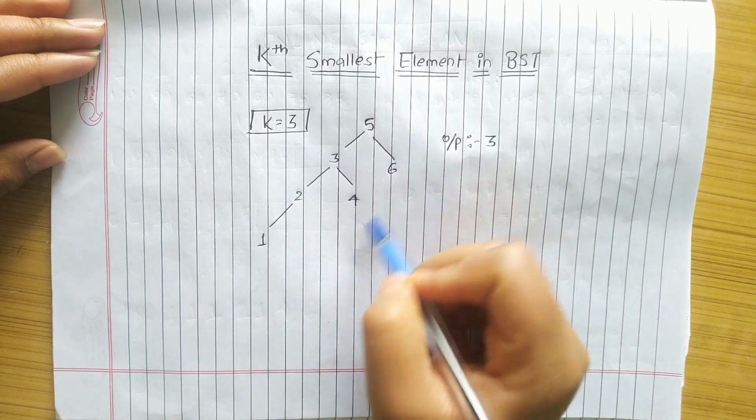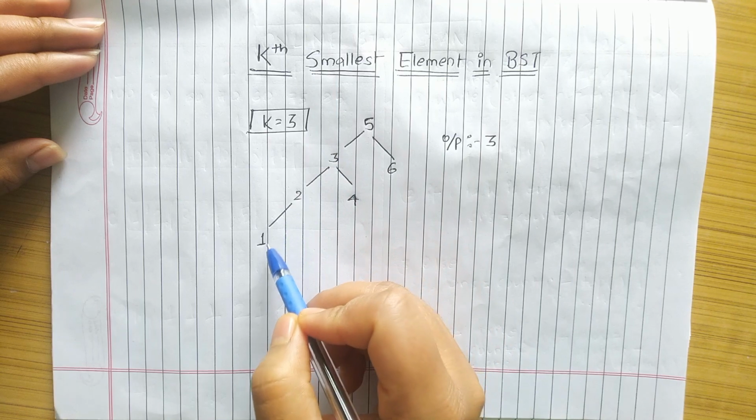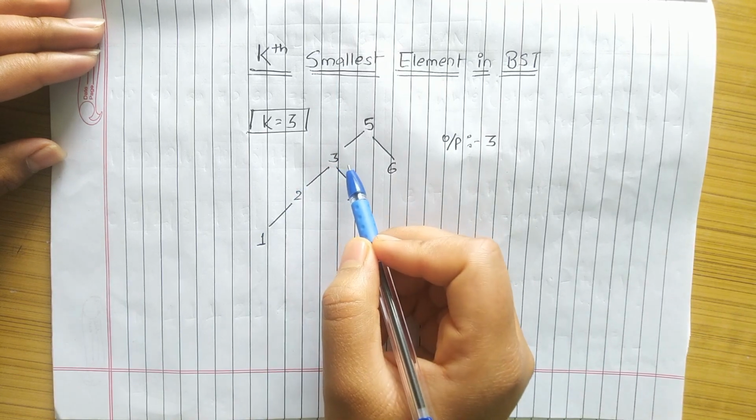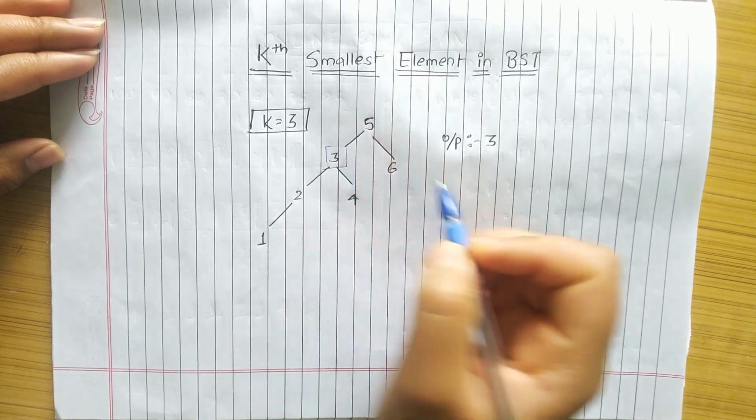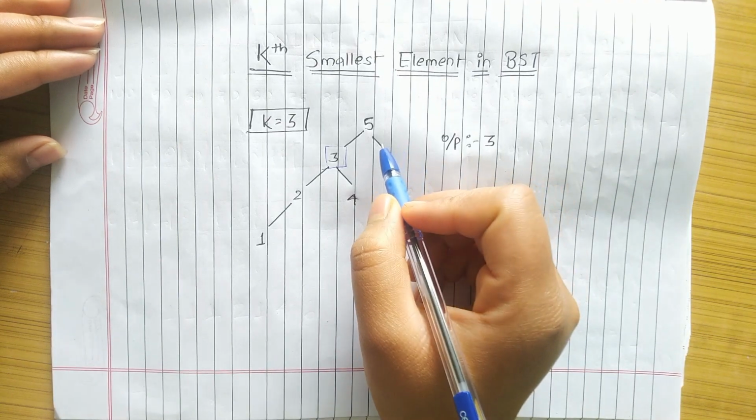If we look at this tree, the kth smallest element will be 3, because the smallest element is 1, then the next smallest element is 2, and the third smallest element is 3. So we need to print out 3. That is what we need to do in today's question. So we will be given a BST.